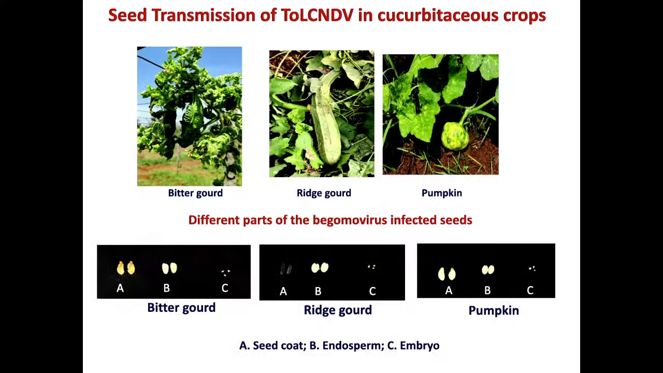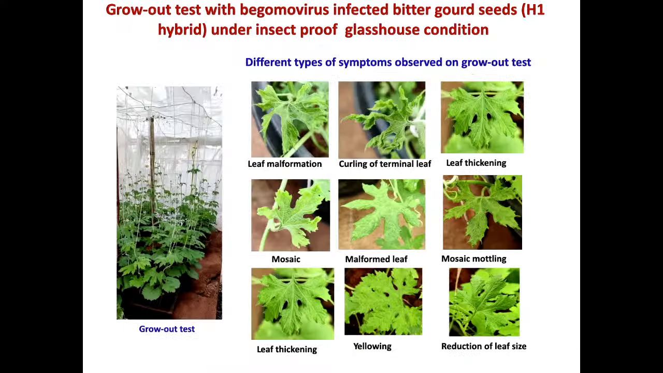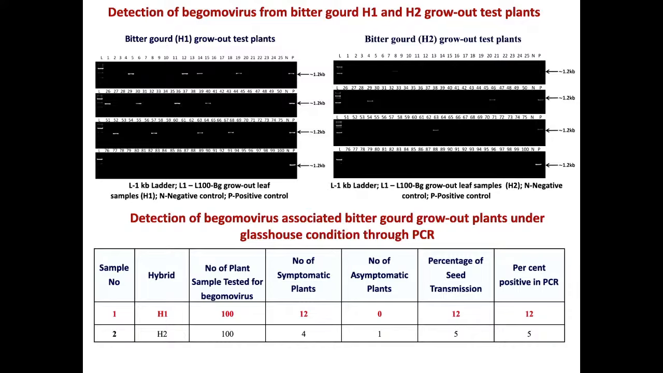Seed transmission of these Begomoviruses on cucurbitaceous crops was also proved, resulting in a transmission of around 12%. For example, in one of the hybrids it was found to be 12% seed transmission, and in another one it was found to be 5%.